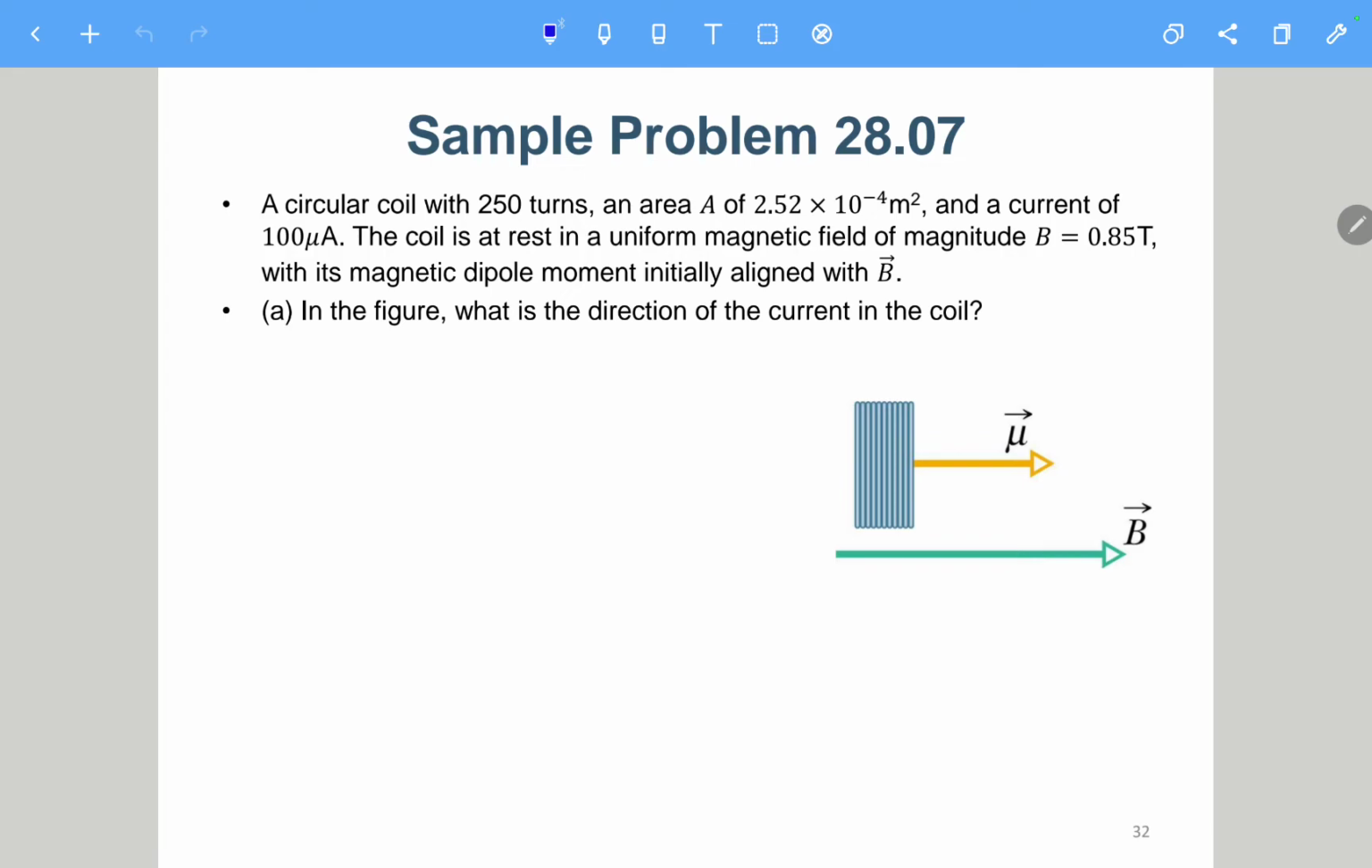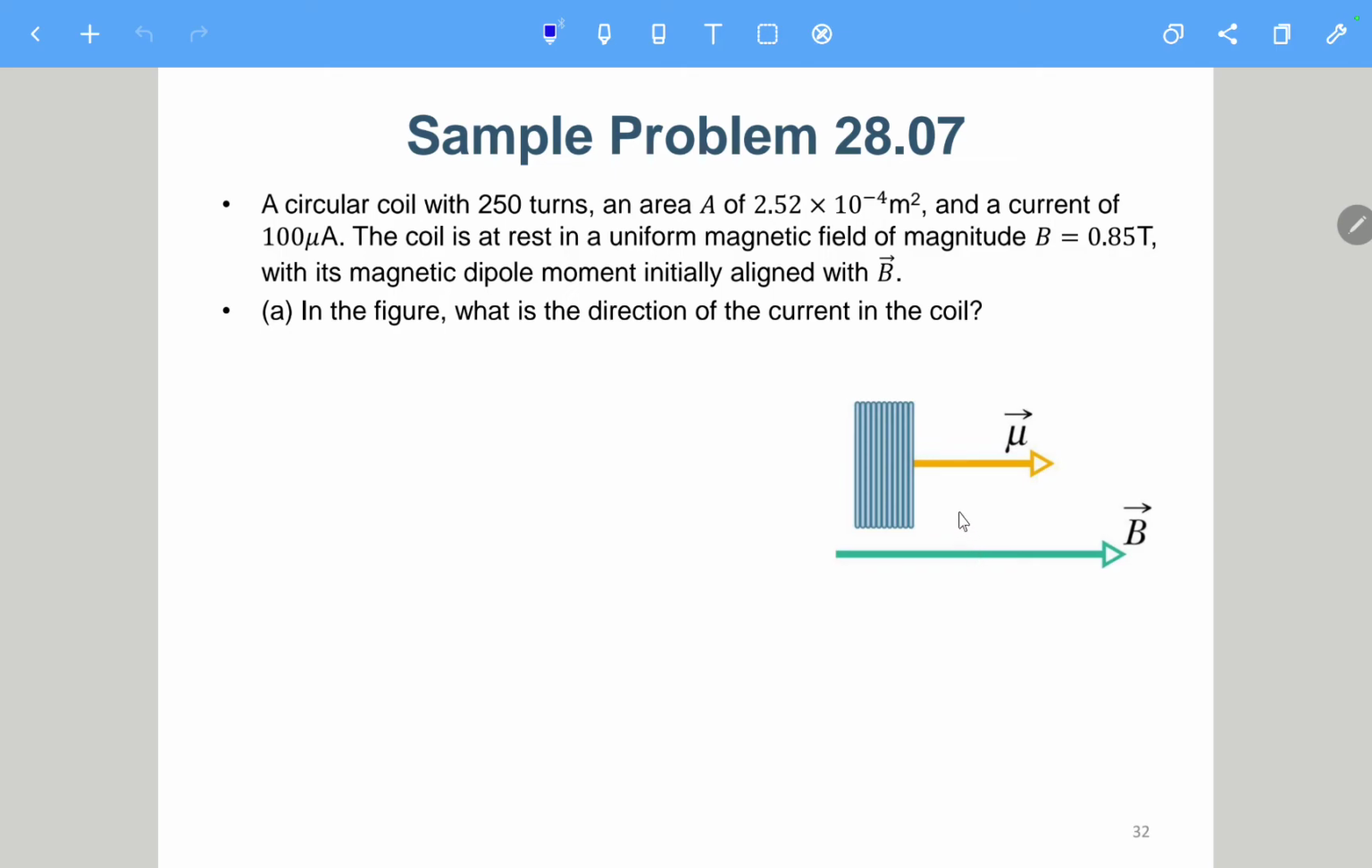Okay, so here is the last sample problem in this chapter. It says a circular coil with 250 turns, an area of A, and a current of 100 microamps. The coil is at rest in a uniform magnetic field of magnitude B, with its magnetic dipole moment initially aligned with B. So in the figure, what is the direction of the current in the coil?